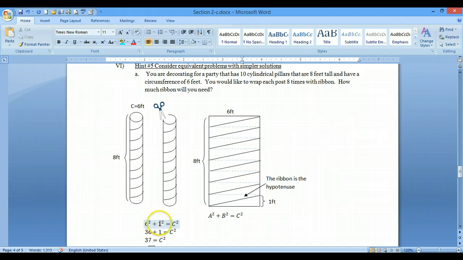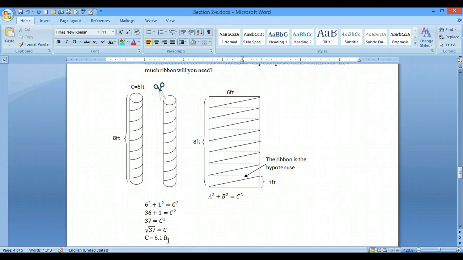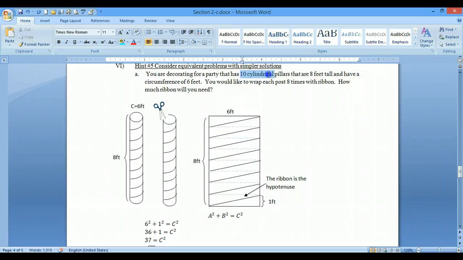So I have 6 squared plus 1 squared equals c squared, which gives me 36 plus 1 equals c squared, or 37 equals c squared, and the length of that ribbon will be the square root of 37, or 6.1 feet. Now, that's only one of these hypotenuses, and I have 8 per pillar, and I have 10 total pillars.